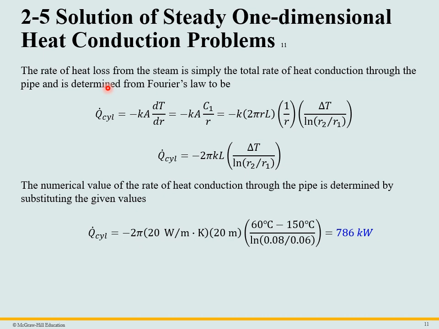So we want to find the rate of heat loss from the steam. That's simply the total rate of heat conduction through the pipe. So Q dot is minus kA dT over dr. A, it's a cylinder, so it's 2 pi rL for A. So here I pull the 1 over r by itself, and so you get a delta T over delta r. This value here is C1. From the previous, if you go back a couple slides, you just plug in what C1 is here, and it's delta T over the log of the ratio of the radii. So you can cancel out the r here and the r there, and you end up with the heat loss equation for the cylinder. If you plug in the conditions for k and for L, delta T, and the log of the ratio of the radii, you get 786 kilowatts is the rate of heat loss.